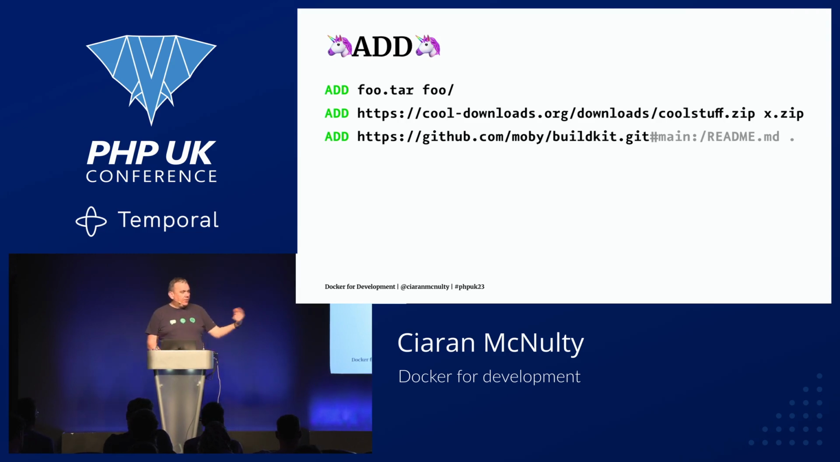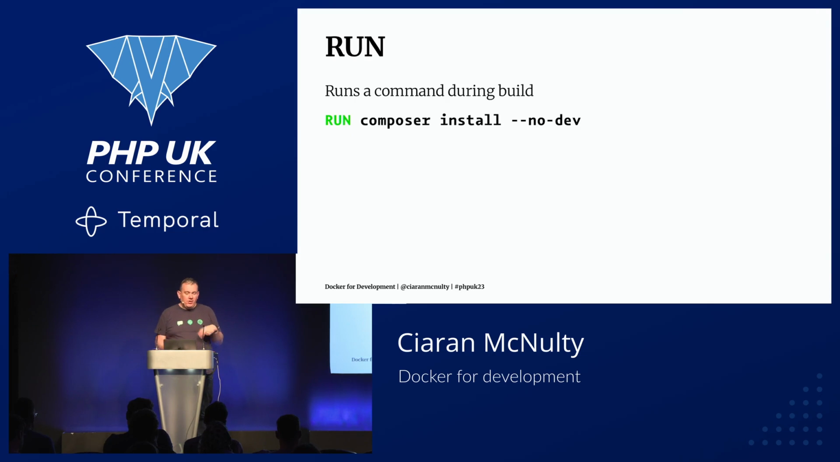So ADD and COPY both explicitly bring files in. The other way files get into your container is you run a command that makes them. For instance, composer install is going to make a load of files. So every RUN command generates a new layer as well in your container. So in this case, it would generate a layer containing my vendor folder and probably some composer cache somewhere.